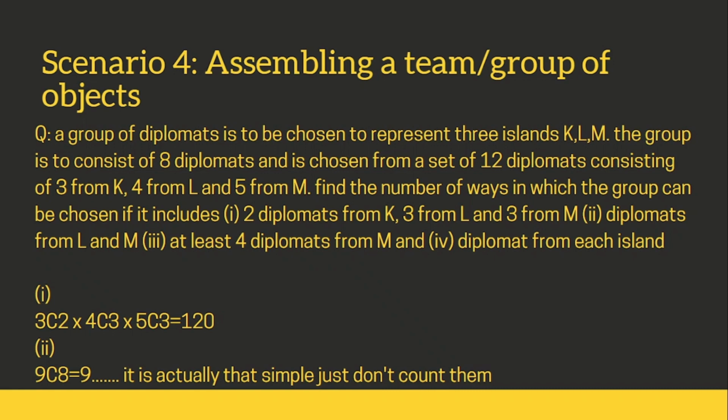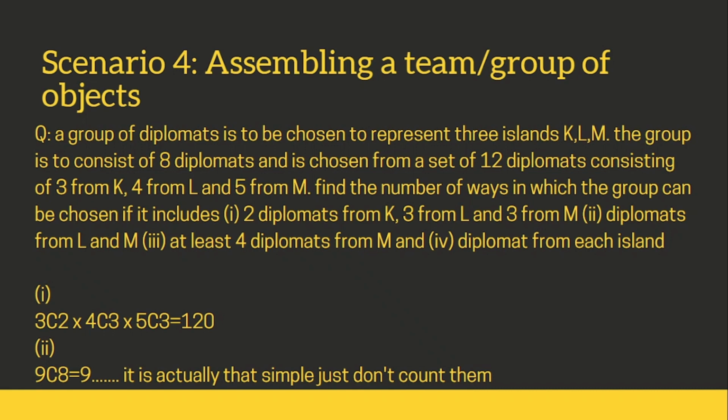If it includes, in part 1, 2 diplomats from K, 3 from L, and 3 from M. Then part 2 is diplomats from L and M only. Then for part 3, there's at least 4 diplomats from N, and part 4 is there's a diplomat from each island. So part 1, they just want 2 diplomats from K, 3 from L, 3 from M. So this is a very specific scenario. You just take your 3 from K, choose 2, 4 from L, choose 3, 5 from M, choose 3.